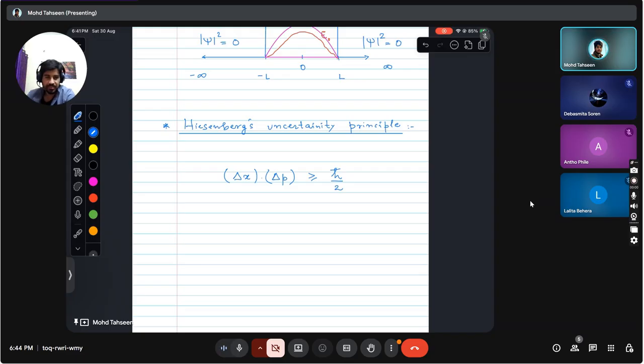And what is del x? So that is uncertainty in position and del p is uncertainty in momentum. Okay. So what does this statement say? Like, what is the statement of Heisenberg's uncertainty principle? So we cannot calculate the exact position and momentum simultaneously. So we can only calculate their uncertainty. Right, right. That is right.